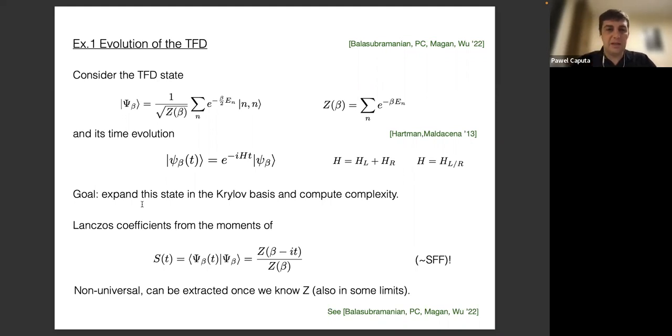As Nima already pointed out, if we want to do that, then we can extract these Lanczos coefficients from the return amplitude, as I was arguing. In this case, the return amplitude is this log-Schmidt amplitude that appears in the spectral form factor, which is the partition function shifted to real time. So this is Z of beta minus iT over Z of beta. Of course, this is non-universal, but can be extracted once we know the partition function. I will show you two examples, namely one trivial sanity check, and then the other one for random matrices that may be more interesting.